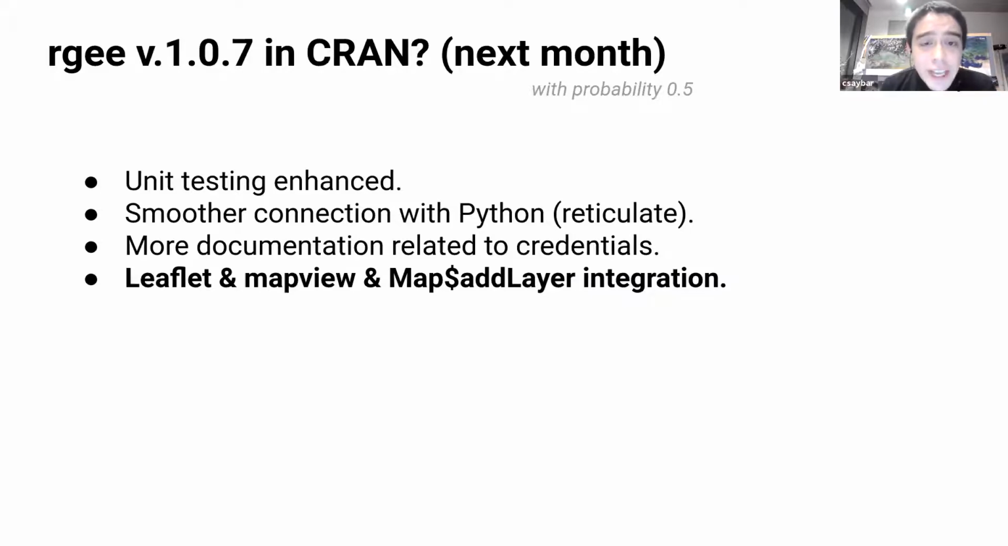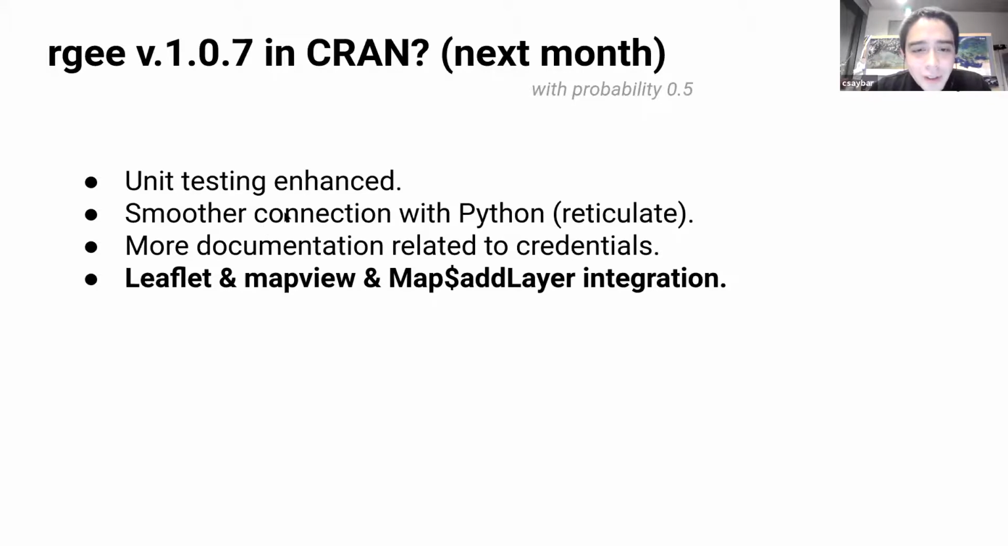And just to mention, next month we are probably going to release the new version of rgee. It's version 1.0.7, and we are going to try to submit this version to CRAN, this popular repository. We were working principally on unit testing.